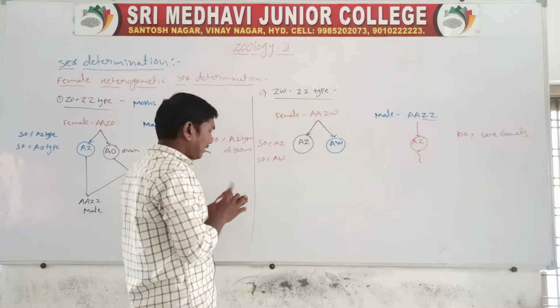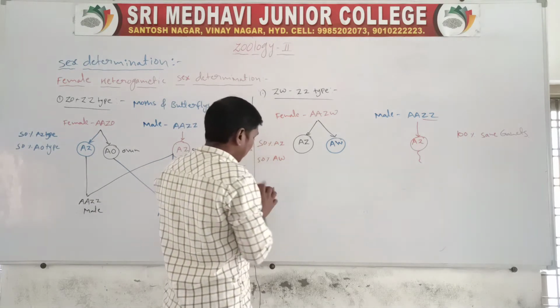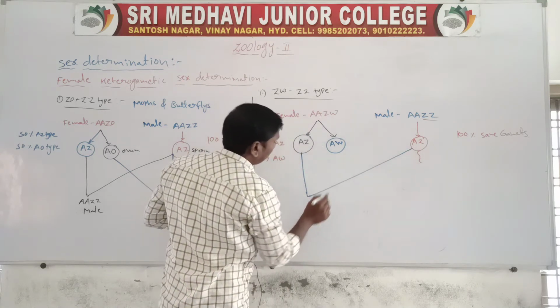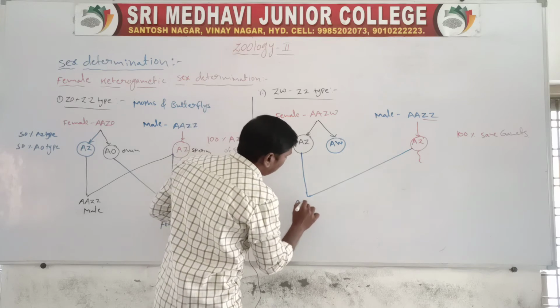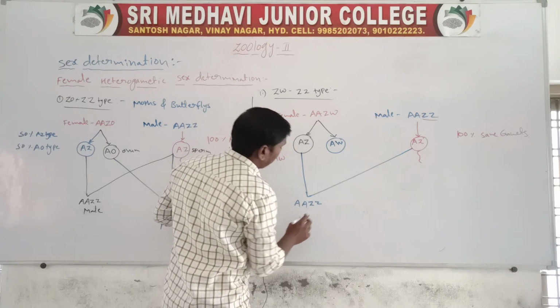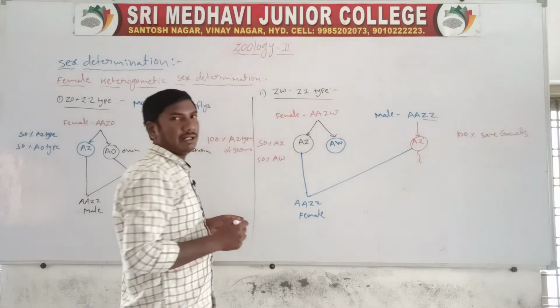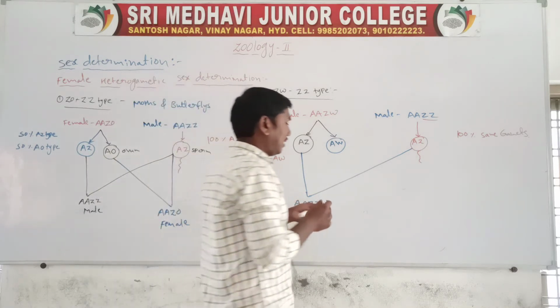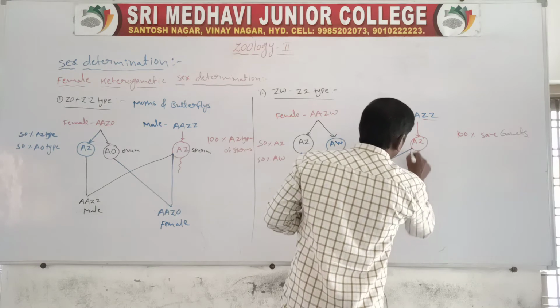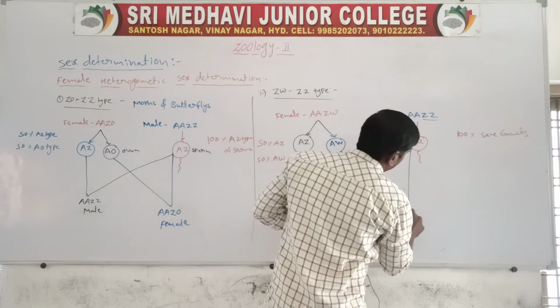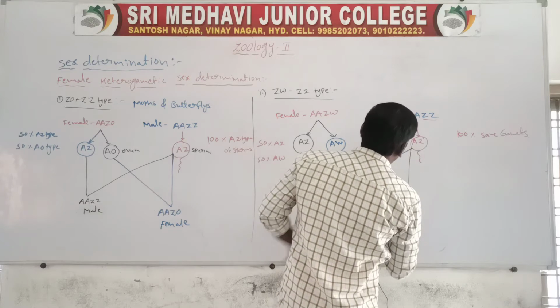So they are fusing. The AZ ovum fusing with the AZ sperm forms AAZZ, so this individual is male. Next, the AZ sperm fusing with the AW type ovum forms AAZW.